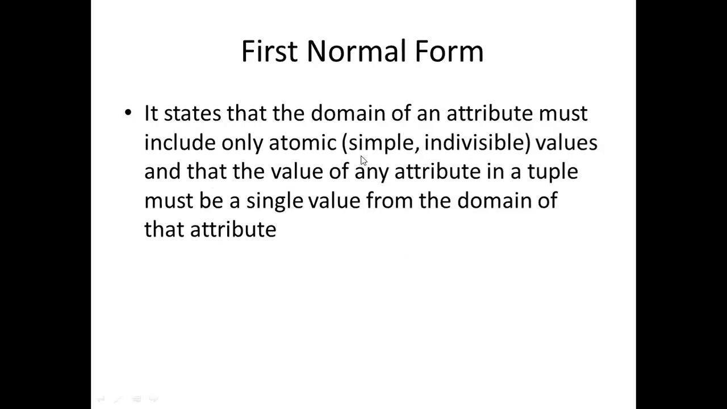The first one is first normal form. So what is the first normal form? It states that the domain of the attribute. Domain of an attribute means the value of an attribute. Suppose consider ename is an attribute. John becomes the domain of an attribute. It must include only the atomic value. It should be a single value. And that value of any attribute in the tuple must be a single value from the domain of that attribute. So what does it say?